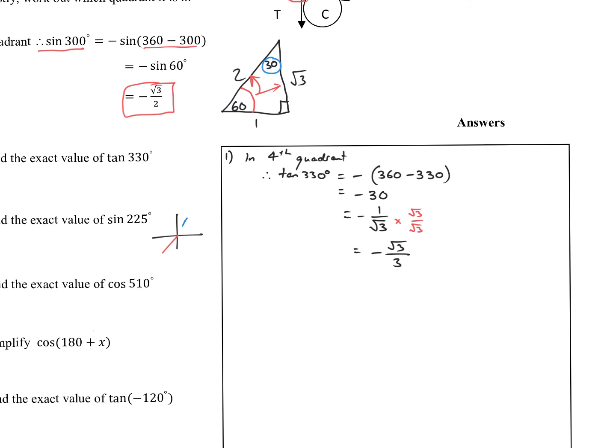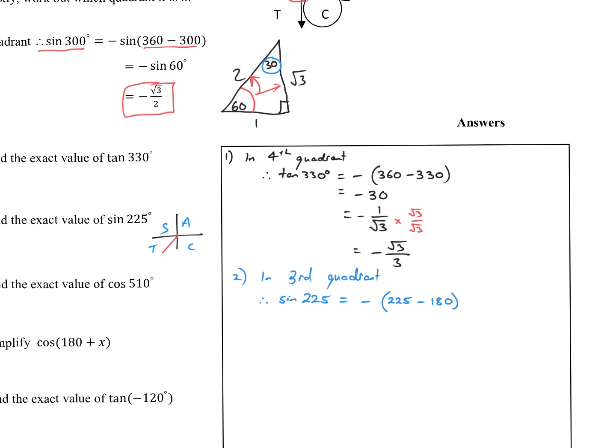So if you need to, you can put your A, S, T, C. Sine's going to be negative. So for question 2, we're going to say it's in the third quadrant. So therefore, sine 225 is equal to negative... it's actually going to be, hey? I don't know, the 360. It's kind of weird the way they're doing this. So it's negative 225 minus 180.